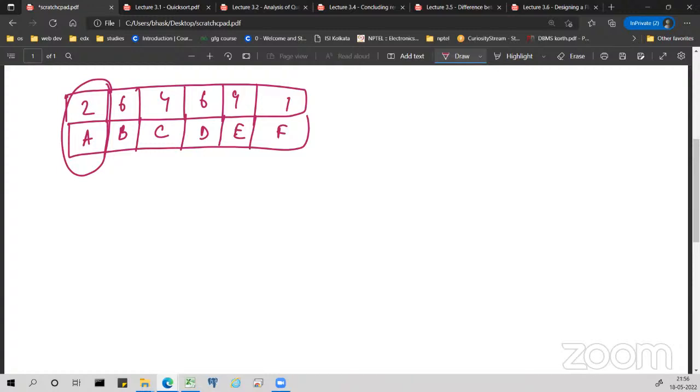Now I want to sort this list on the basis of only the first value. This is the first value, this is the second value. I want to sort this list of objects only on the basis of the first value. So we have these two repeated objects, 6B and 6D, which have the first value as 6 in both cases.